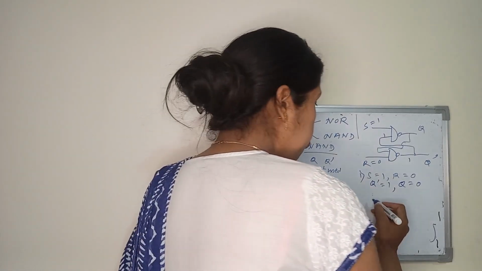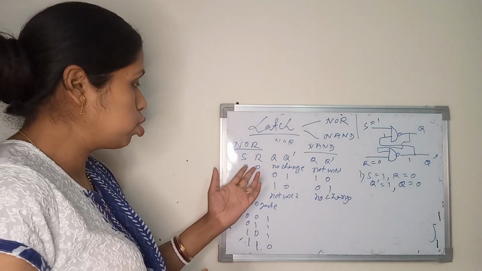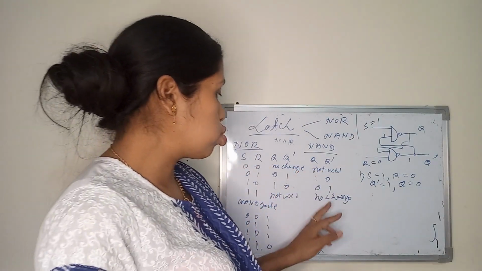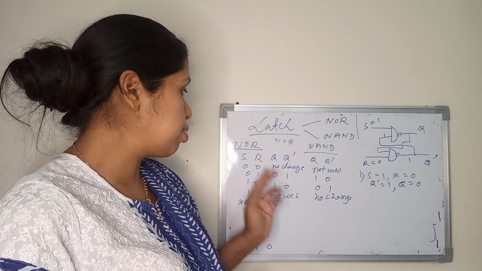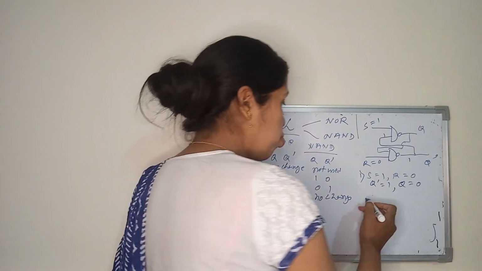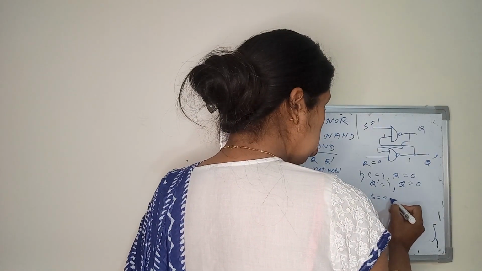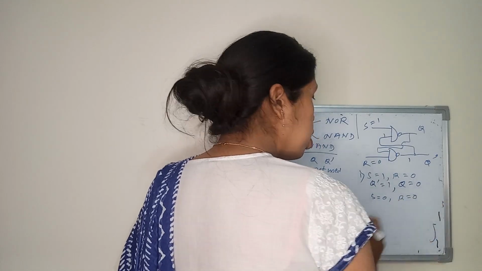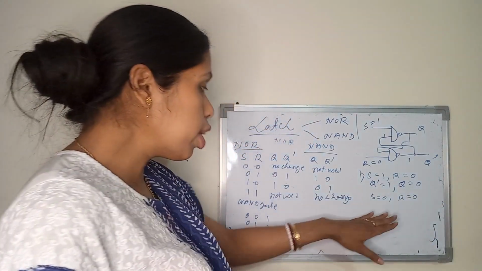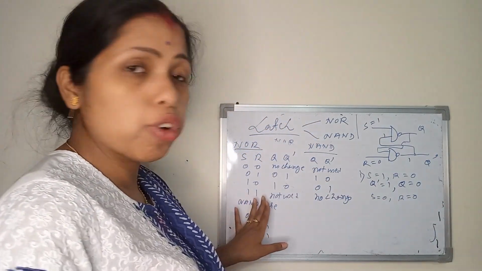So first I am checking which condition is valid for the NAND gate if I give 0 0, the not used condition. So first I am checking if S is equal to 0, R is equal to 0. After that I will check the 1 1 condition.